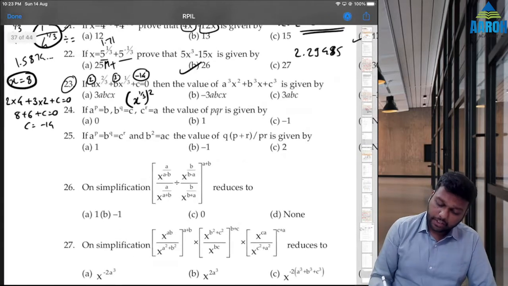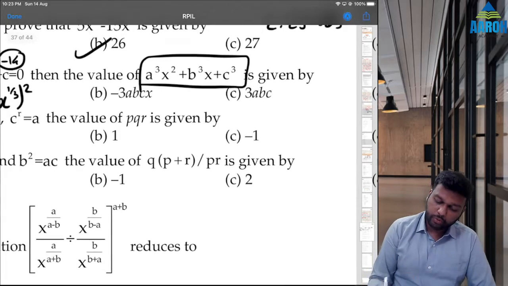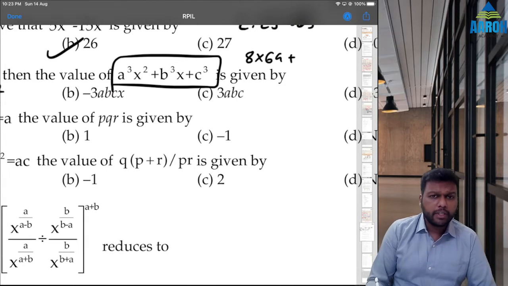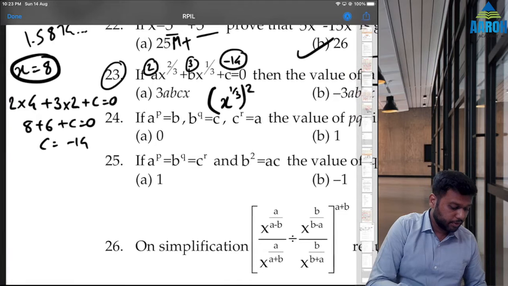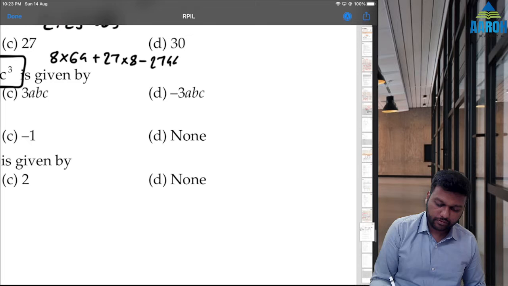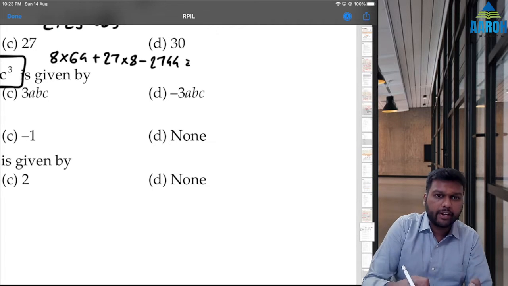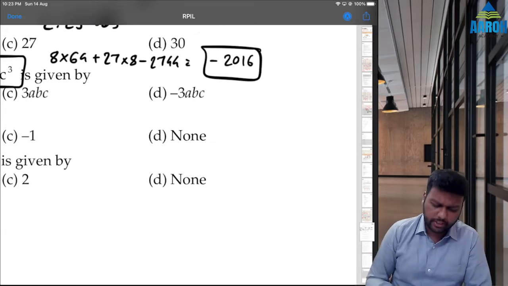Now we can just find this and match it with the answers. That's easy, right? A cube is 2 cubed, so 8, into x squared is 8 squared, so 64, plus b cubed is 27 into x is 8, plus c cubed, that will be minus 14 cubed. So what is minus 14 cubed? 2744, so minus 2744. Let's find how much this is. 8 into 64 plus 27 into 8 minus 2744, if you press MRC you get negative 2016. Okay, now we have to put this in the options and check.